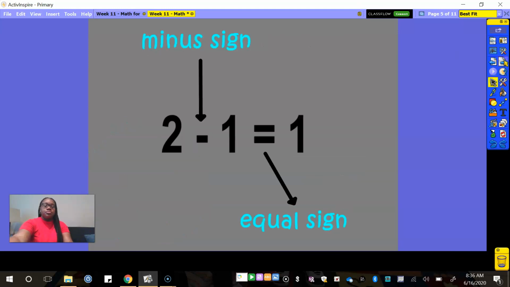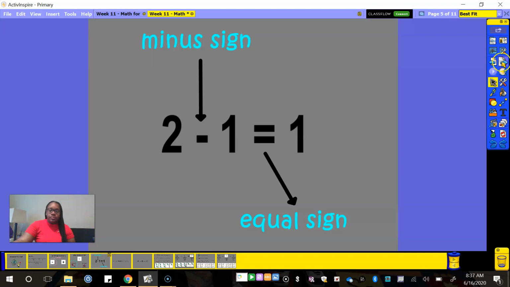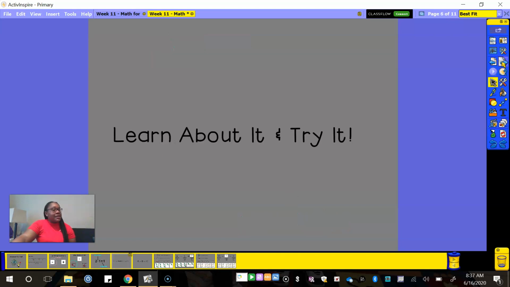Awesome. So let's look at this subtraction problem. So it says 2 minus 1 equals 1. So this symbol right here is a minus sign, and this right here is an equal sign. So whenever you see a minus sign, that means we're going to take away. We're subtracting. And then whenever you see an equal sign, the number on this side is going to be the amount that is left over. Okay? So let's learn about it and try it.